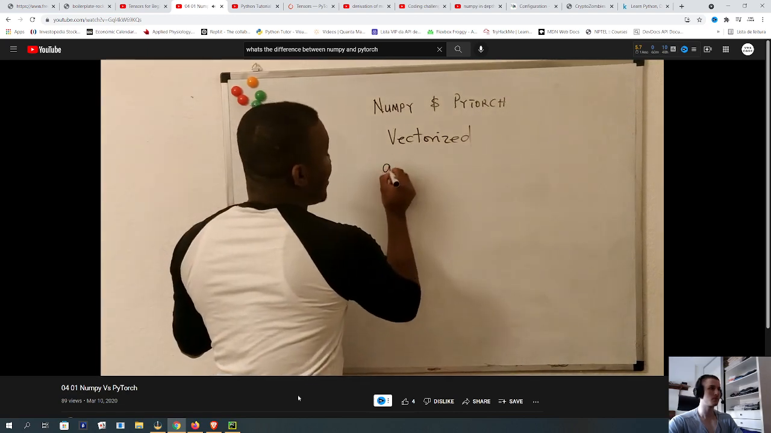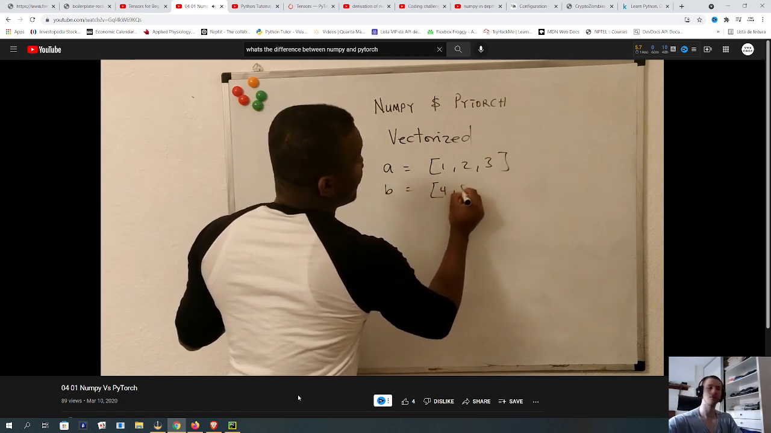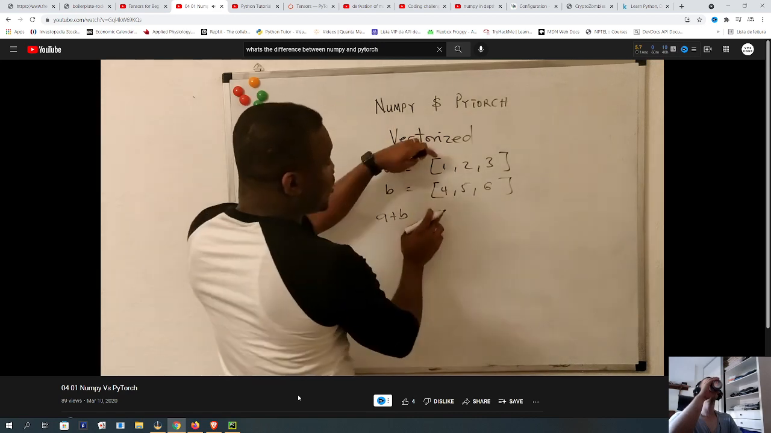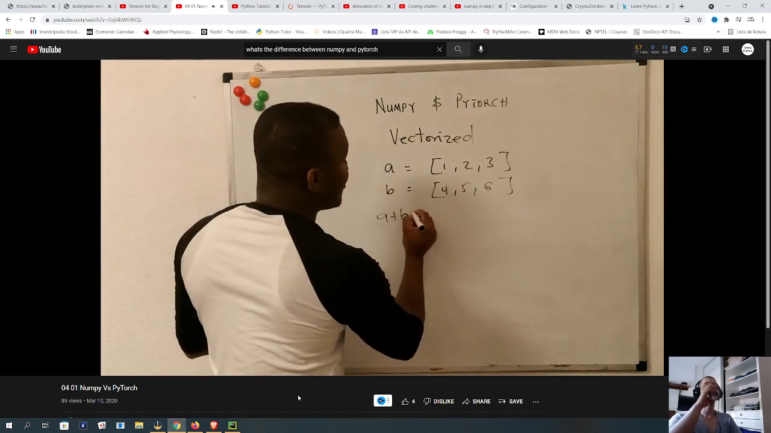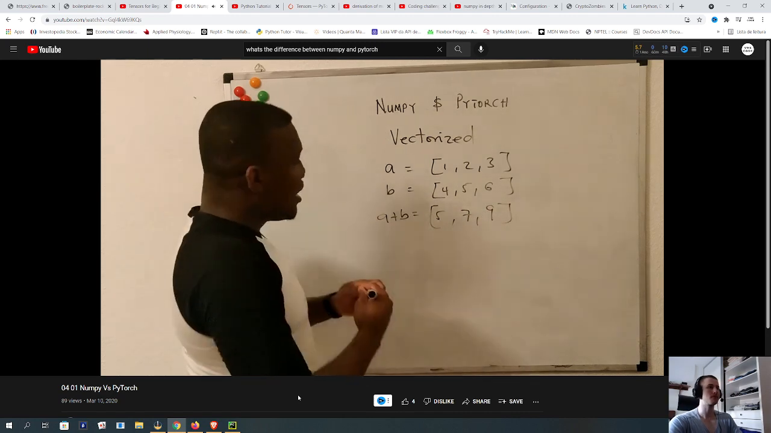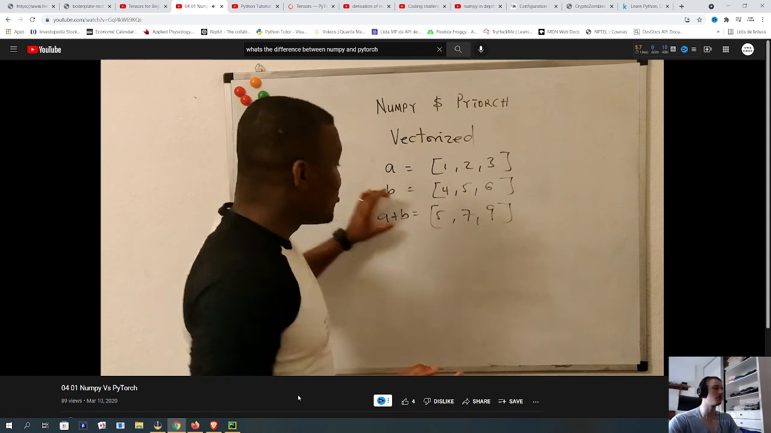So, for example, if I have a vector A equal to 1, 2, 3, and a vector B equal to 4, 5, 6, and I do A plus B, NumPy or PyTorch is going to do element-wise summation and give me the resulting vector. So this is going to be 1 plus 4 is 5, 7, and then 9. So you can see that it helps you to write code treating these vectors as though they were values containing single data points. But in actual sense, they are vectors.